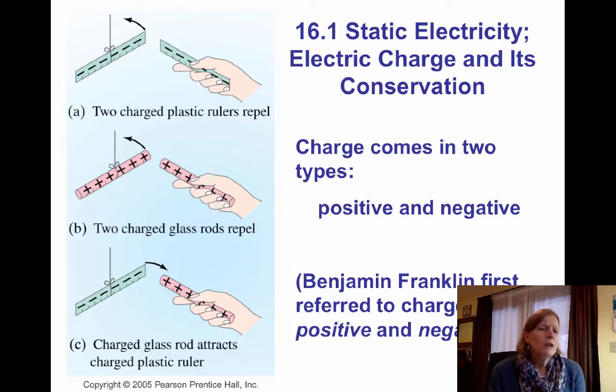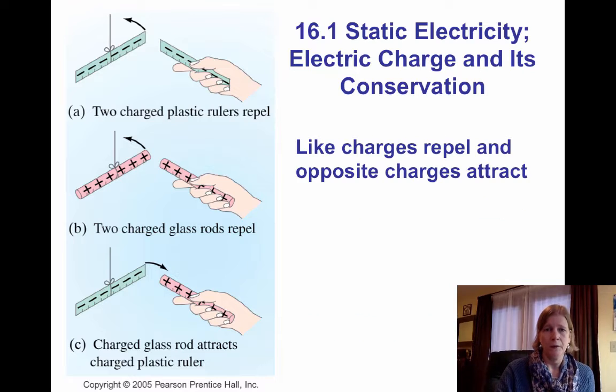Okay, once you have a charged object, how does it behave? So let's first talk about charge. It can come in two types, and those are named positive and negative charge. Benjamin Franklin was the first to refer to charges as positive and negative. This is probably something you covered in high school. Excess negative charge is an excess of electrons. Excess positive charge is usually a deficit of electrons, which gives you a net positive charge. We can see why that is in a minute. Okay, so charge comes in two types, positive and negative.